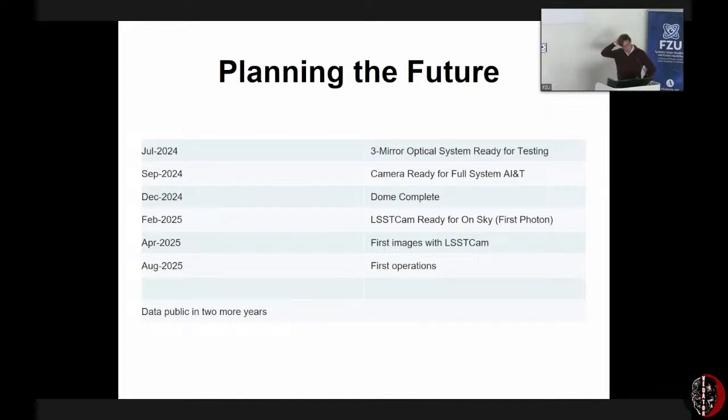So data will be public two more years after that. So that's the plan now. Of course, if you would look at this plan one or two years ago, it would be quite different. And there were delays, mostly due to COVID, because everything stopped basically for more than a year, but there were other things, like the cooling system, for example.